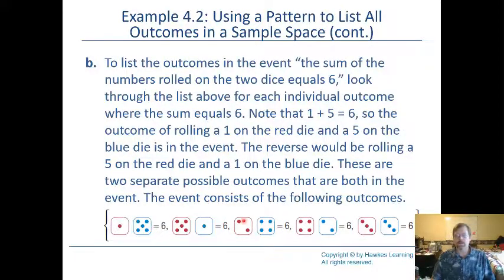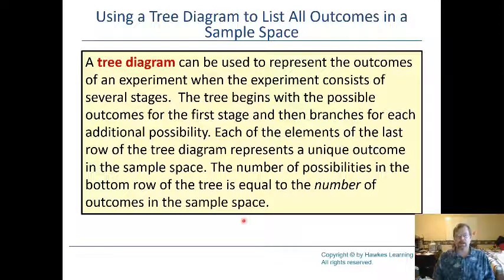You can also do what they call a tree diagram. And it's useful when you've got multiple stages where the next stage is based on the results of the stage above it. Then when you get to the bottom, the number of possibilities in the bottom row is the number of outcomes in your sample space.